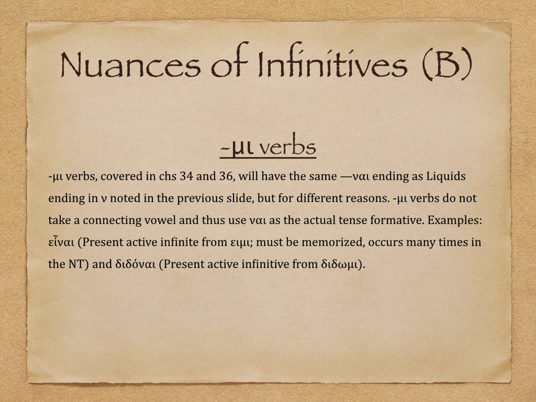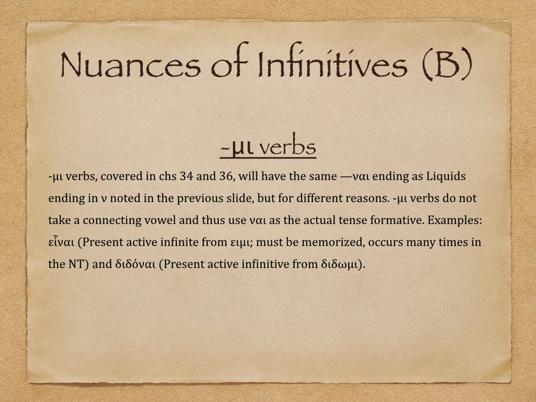Next nuance, mi verbs. We'll cover these shortly, but these have similar nigh endings, but for different reasons. Mi verbs do not take a connecting vowel and thus use nigh as the actual tense formative. Einai must be remembered. It occurs many times in the New Testament. Translated to be, it's from eimi. It's translated to be, and you can think of the number of ideas that would follow that. To be this or to be that.